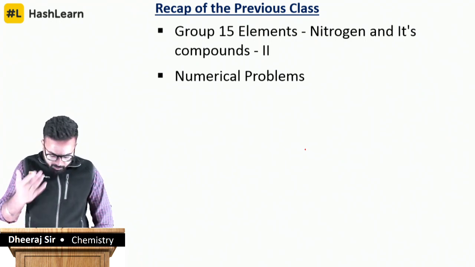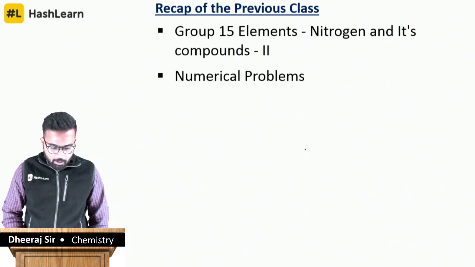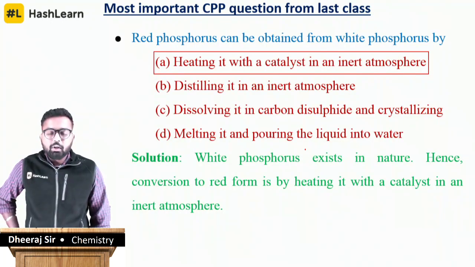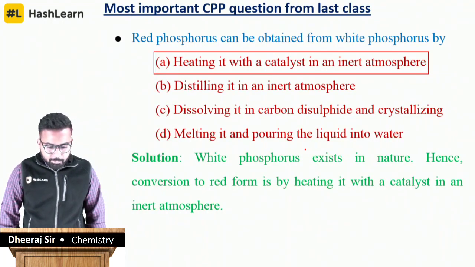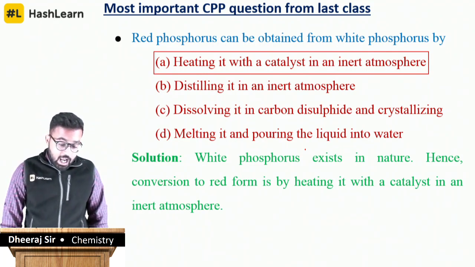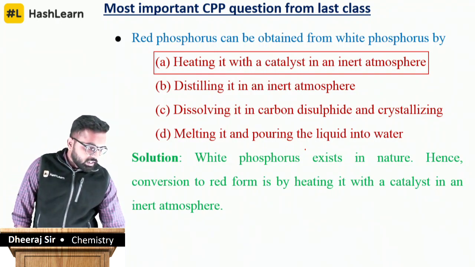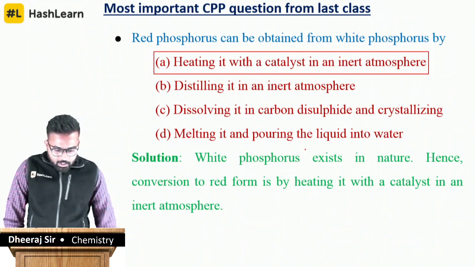In today's class, before I tell you what will be today's discussion about, let us quickly look at the important CPP question that we had picked up from the previous class. We had asked you this question: red phosphorus can be obtained from white phosphorus by. So we had asked you a pretty straightforward question.